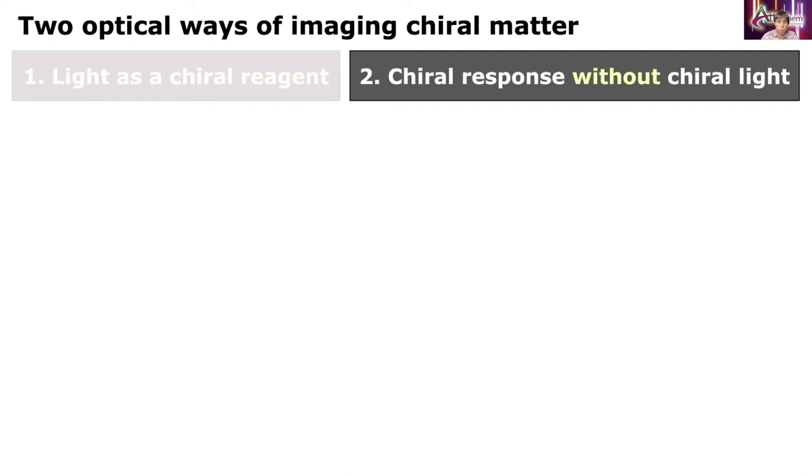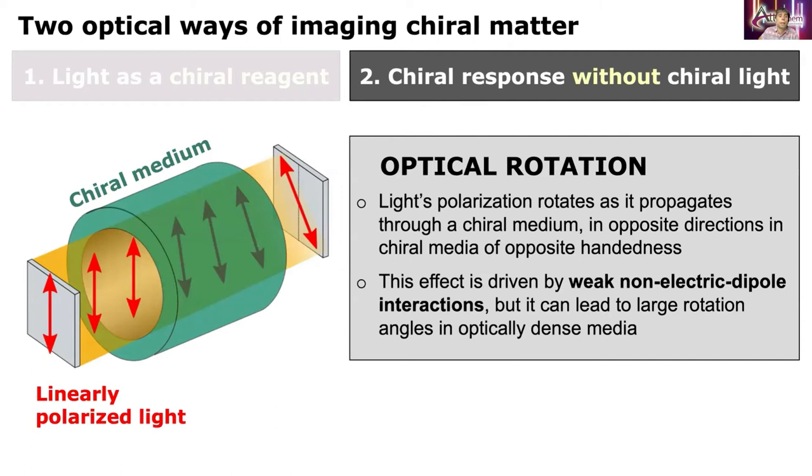But I'm going to go back a couple of centuries, because it has been known for a very long time that we don't need to rely on the chirality of light to probe the chirality of matter. Traditionally, this has been done using linearly polarized light, which is obviously not chiral, in a method called optical rotation. Here we send a linearly polarized wave through a chiral medium, and the polarization of the wave rotates as it propagates. It rotates in opposite directions in media of opposite chirality. So by measuring this rotation angle, we can know whether our medium is left-handed or right-handed.